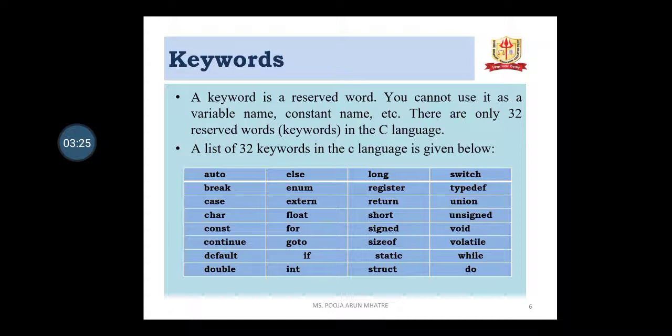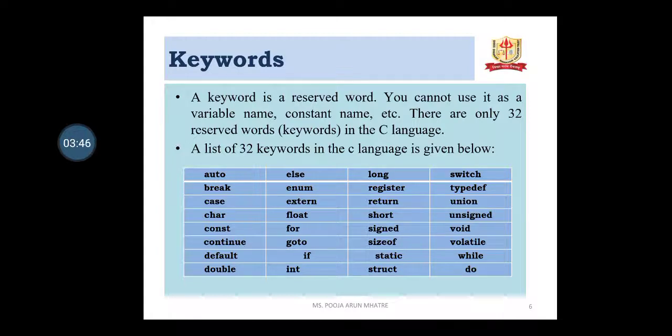Keywords. A keyword is a reserved word, so you cannot use it as a variable name, constant name, etc. Because the meaning of those words is predefined to the compiler, that is why the keywords are reserved words.